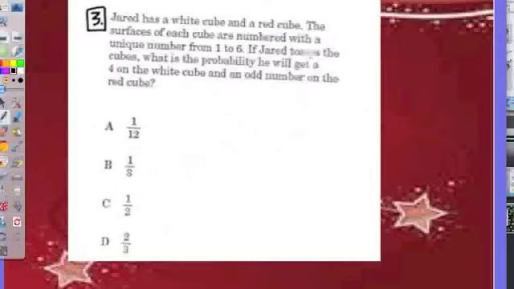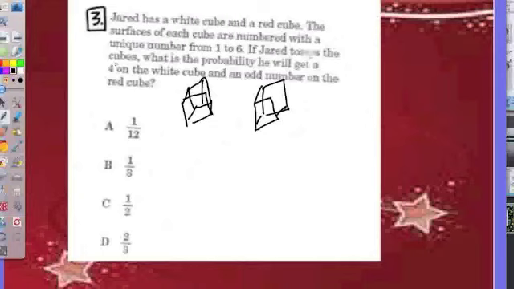All right, here are, I think, your favorite problems. All right, here's a dice. One's red and one's white. Although it really doesn't matter what the color is, but whatever. One's red and one is white. They are numbered 1 through 6.